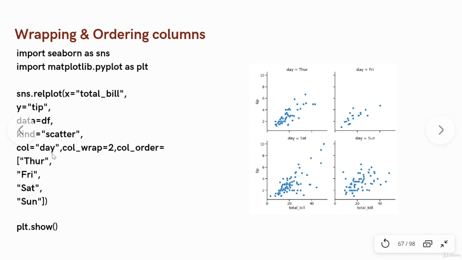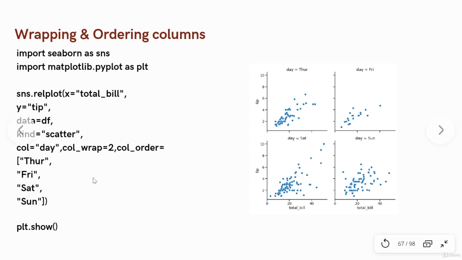I have mentioned column equal to day, and I want to wrap this data in 2 columns only. Please see there are 4 days that we have: Thursday, Friday, Saturday, Sunday. If you are mentioning columns, then ideally it will produce 4 columns for you. One column for Thursday, the second for Friday, then for Saturday, then for Sunday.